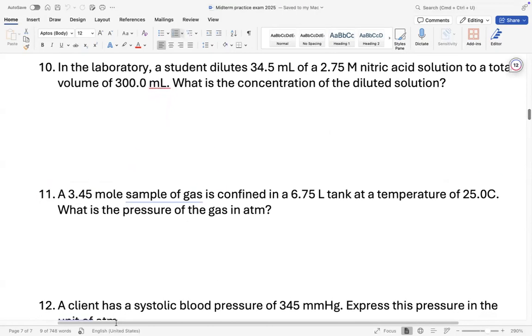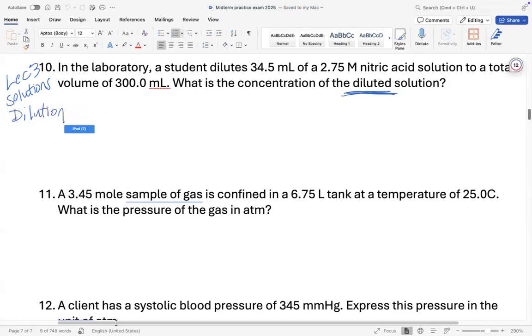All right, so number 10 brings us back to lecture 3 when we were talking about solutions. This question's got a lot of words, but what I want you to look for is this word diluted. There's a lot of numbers going on. I don't know what to do with them, but I see the word diluted. Well, there was an equation that we learned about in the solutions, which was called the dilution equation.